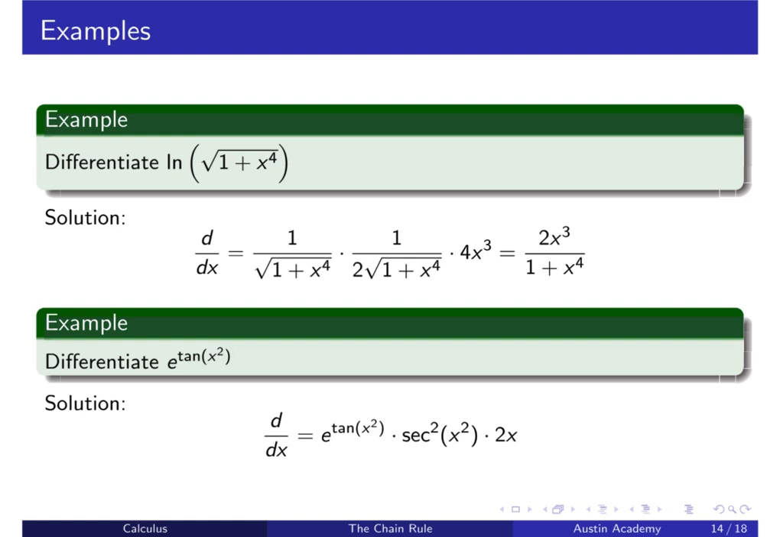Example 11. Differentiate. e raised to tangent of x squared. Derivative is e to tangent of x squared times secant squared of x squared times 2x.